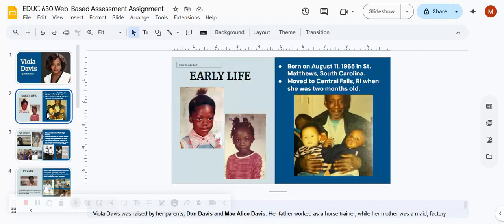Next, you will include information about the person's early life, such as when and where they grew up and where they went to school. Notice how I did not include too many words. Instead, I filled the slide with mostly pictures.